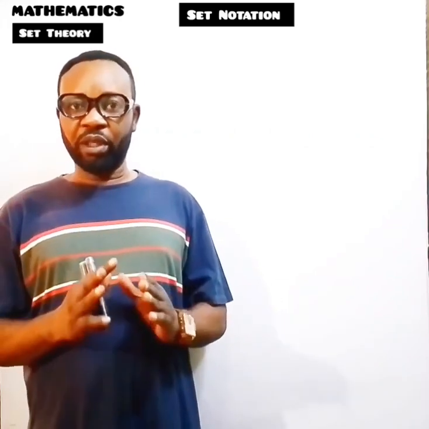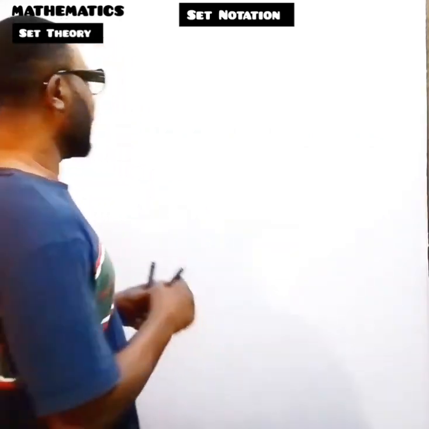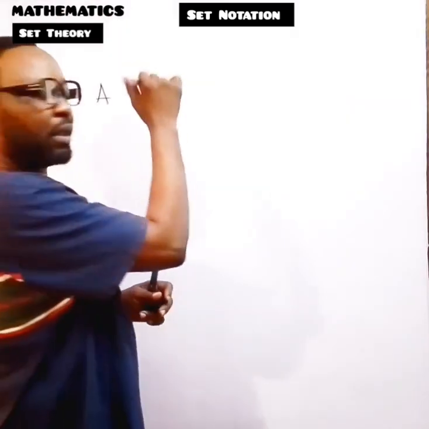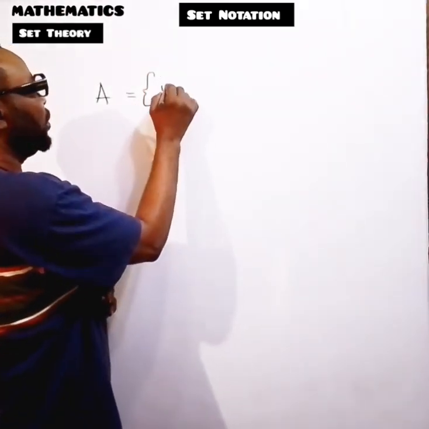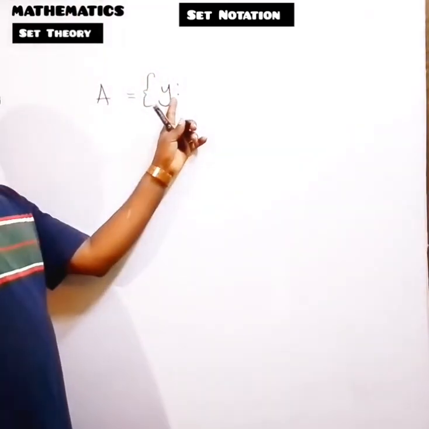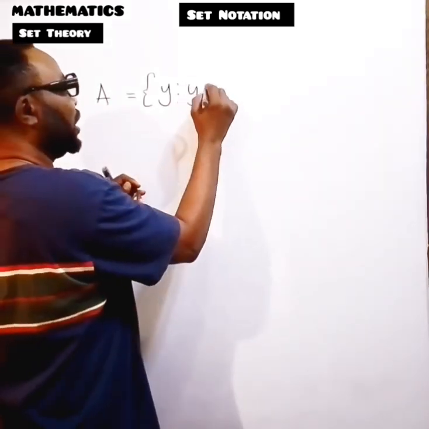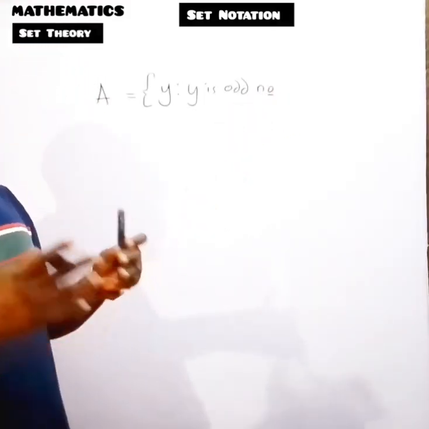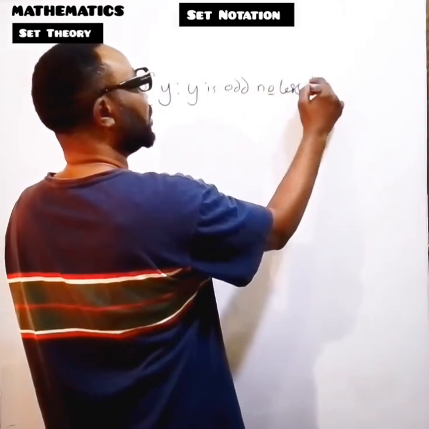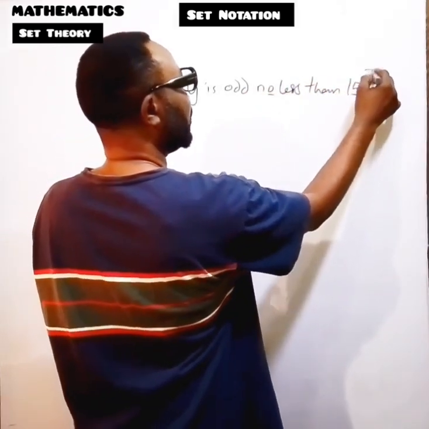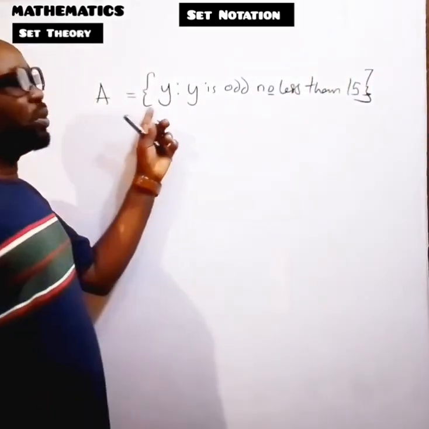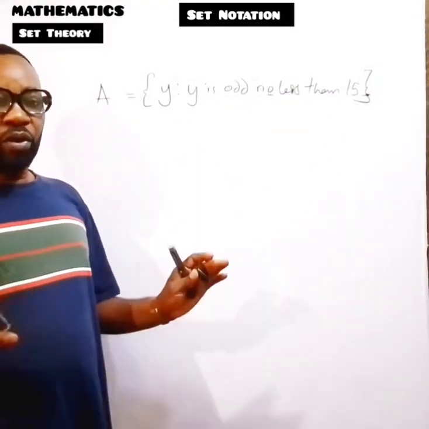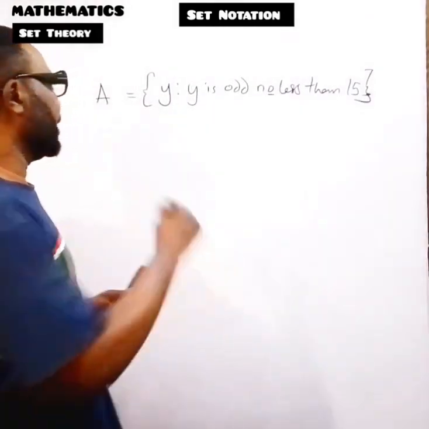A particular question given to me in this order, for instance, I have this: A is equal to, y such that, then you have this colon given here, y is an odd number with odd number less than 15. As a student, you should be able to know how to translate this set notation. What does this one mean? Now, this one reads this way.